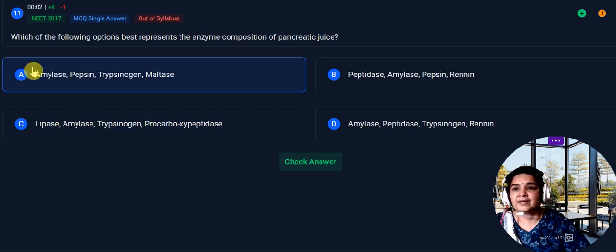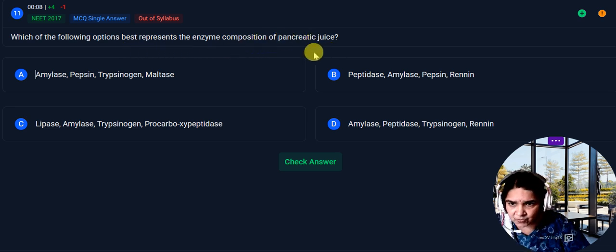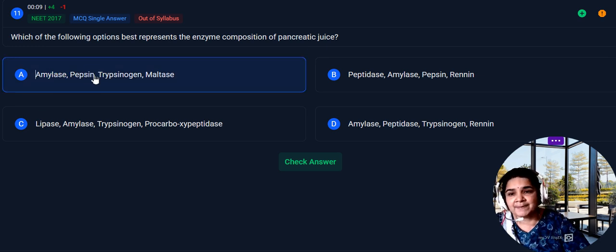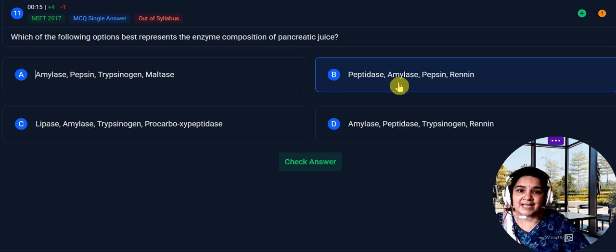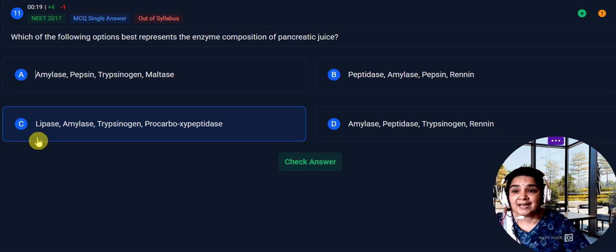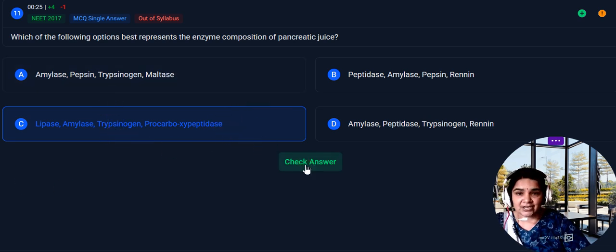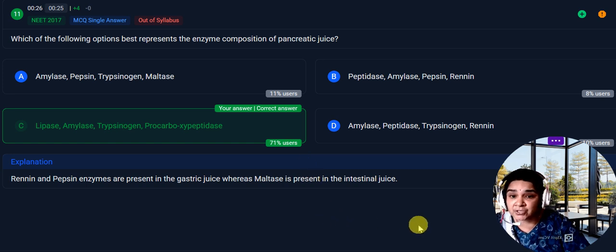Now, which of the following options best represents the enzyme composition of the pancreatic juice? Amylase, pepsin, trypsinogen, and maltase. Pepsin will not be present in the pancreatic juice. Peptidase, amylase, pepsin, and renin. No, it is also not correct. Lipase, amylase, trypsinogen, and carboxypeptidase. So this is the correct option, which is the composition of the pancreatic juice.